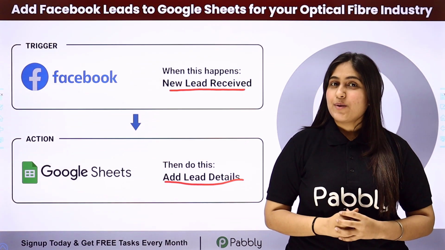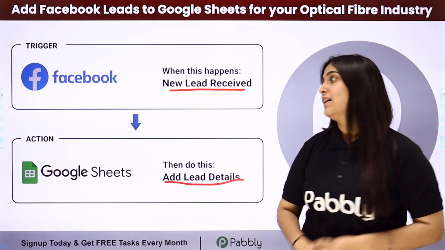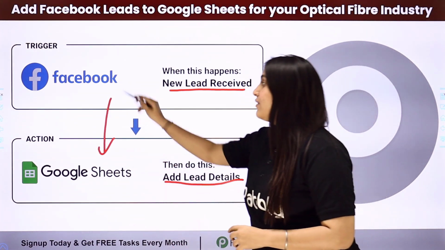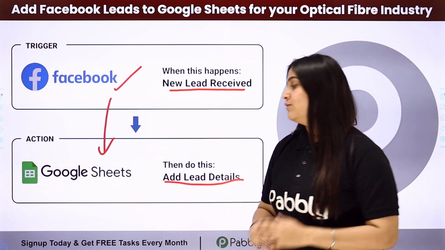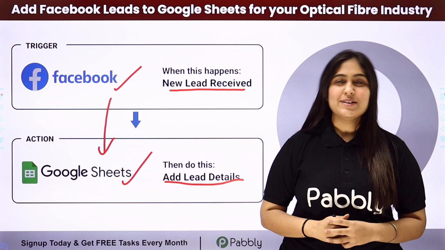To automate this process, we will use an automation software named Pabbly Connect, in which we will connect our trigger and our action. In this process, our trigger application will be Facebook Lead Ads and our action application will be Google Sheets. So to learn this process step by step, let me take you to my screen.